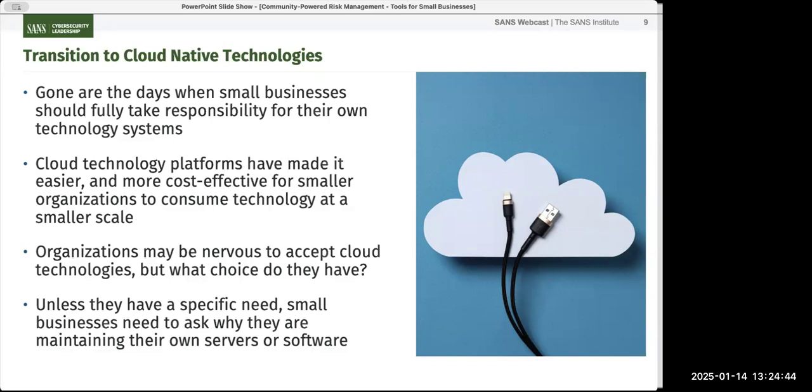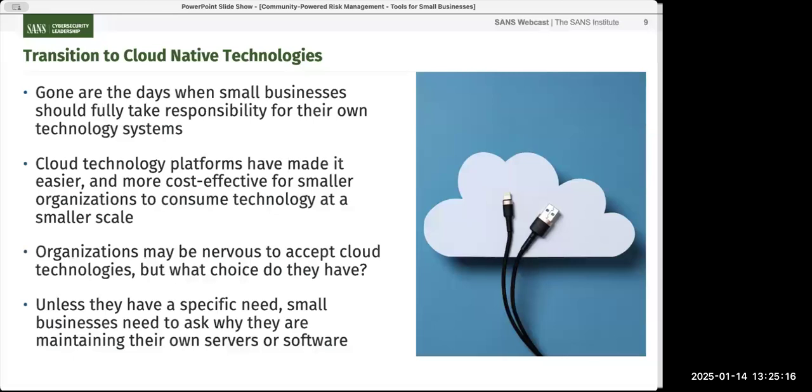And I think the days are gone where small businesses can effectively, efficiently, or cost-effectively take responsibility for their own technology systems. I think we're just past that point. The reality is these cloud platforms are out there, and they've made it easier and definitely more cost effective for smaller organizations to consume technology at a smaller scale. And I think this is something we sometimes leave out. A lot of times when we're having these conversations about cloud, we think about scalability, about being able to scale up.